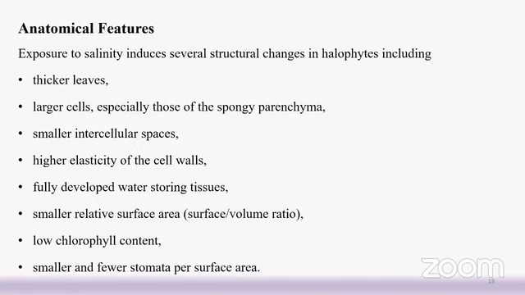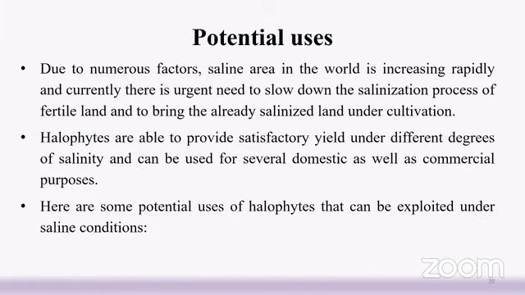Anatomical features. Exposure to salinity induces several structural changes in halophytes, including thicker leaves, larger cells, especially those of spongy parenchyma, smaller intercellular spaces, higher elasticity of the cell walls, fully developed water-storing tissues, smaller relative surface area, low chlorophyll content, and smaller and fewer stomata per surface area. So these are some introductions about the halophytes.